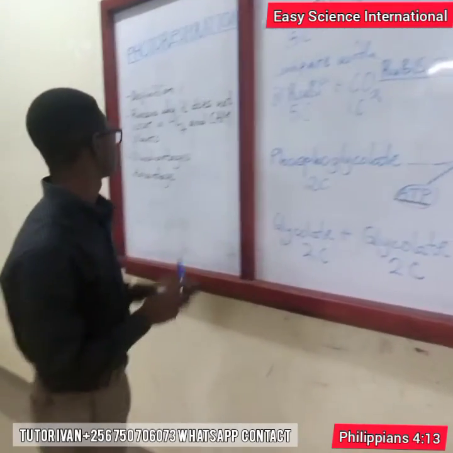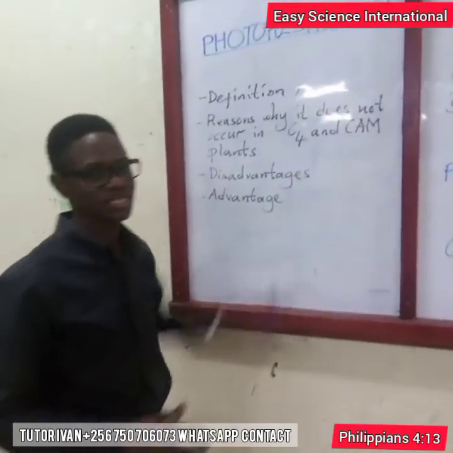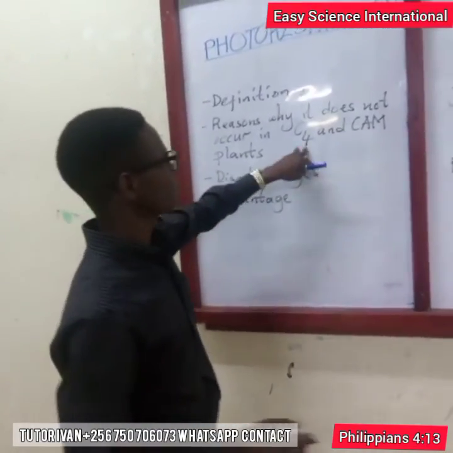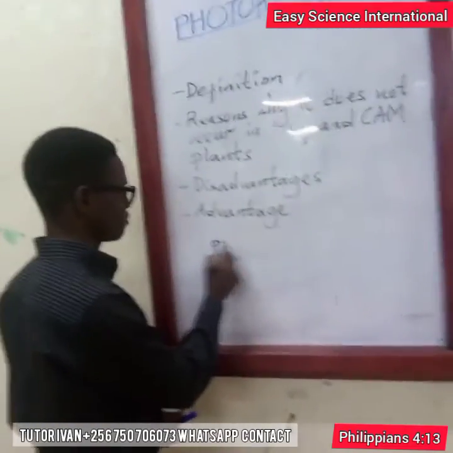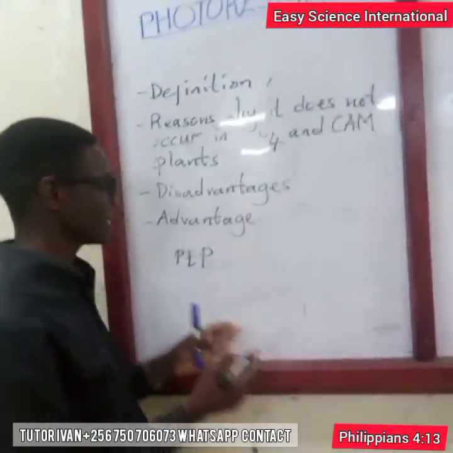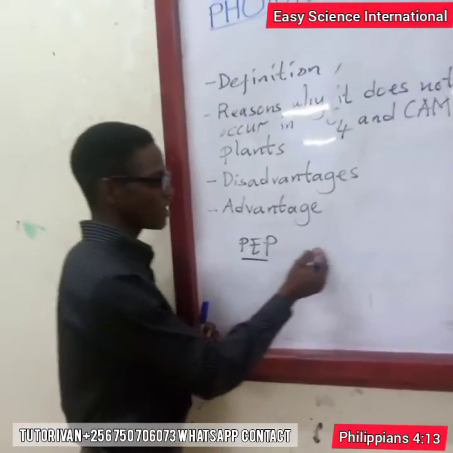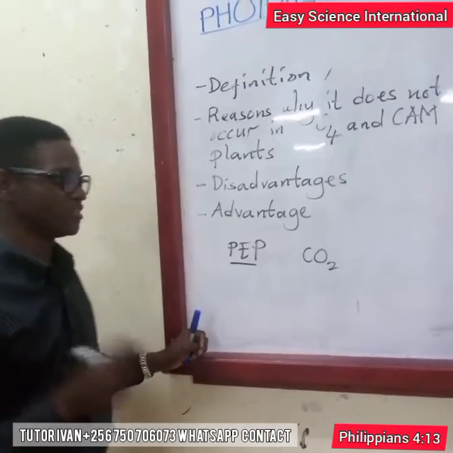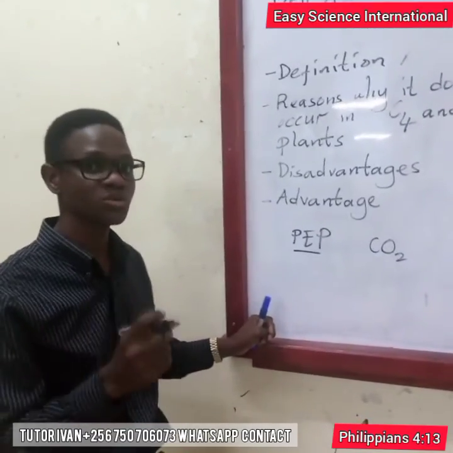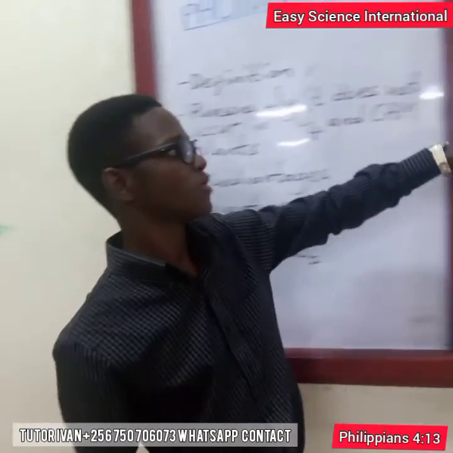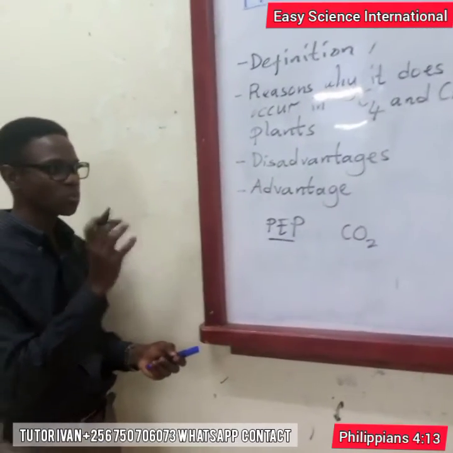Now, why does photorespiration occur in only C3 plants and doesn't occur in CAM plants? Basically, there are two reasons. One, C4 and CAM plants use PEP, which is phosphoenolpyruvate, as their initial carbon dioxide acceptor. And this PEP has a higher affinity for carbon dioxide than oxygen. Therefore, even if carbon dioxide is in low concentration, it will never accept oxygen. It will instead accept carbon dioxide and follow this trend where it will form for us oxaloacetic acid and the rest. So that is one reason it won't occur.